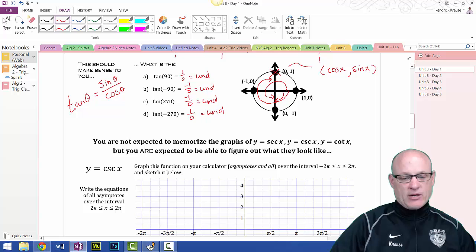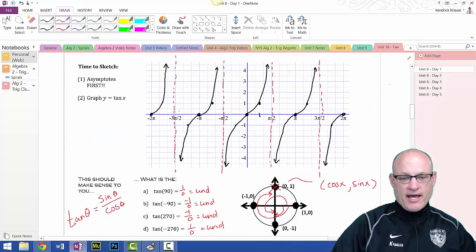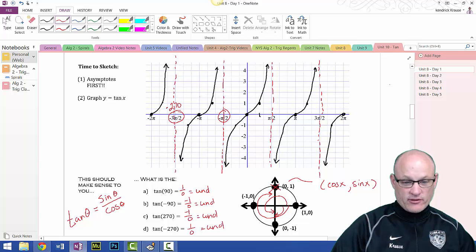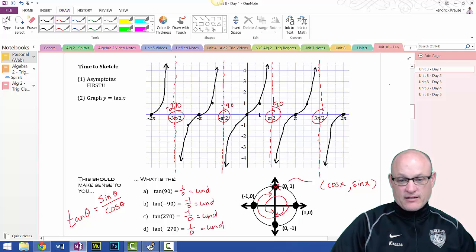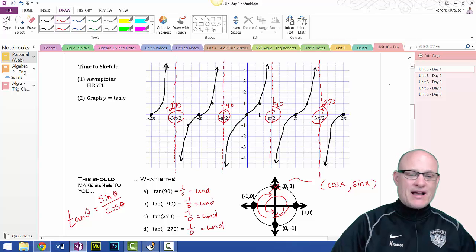This is why, when we look back at the graph here, by the way, you do know this is 270 degrees, right? And this is 90 degrees. This is actually negative 270 degrees. This is negative 90 degrees. This is positive 90 degrees. And this is positive 270 degrees. At each one of those, it's undefined. It gets really, really close. Now, why is that? So watch what's happened.